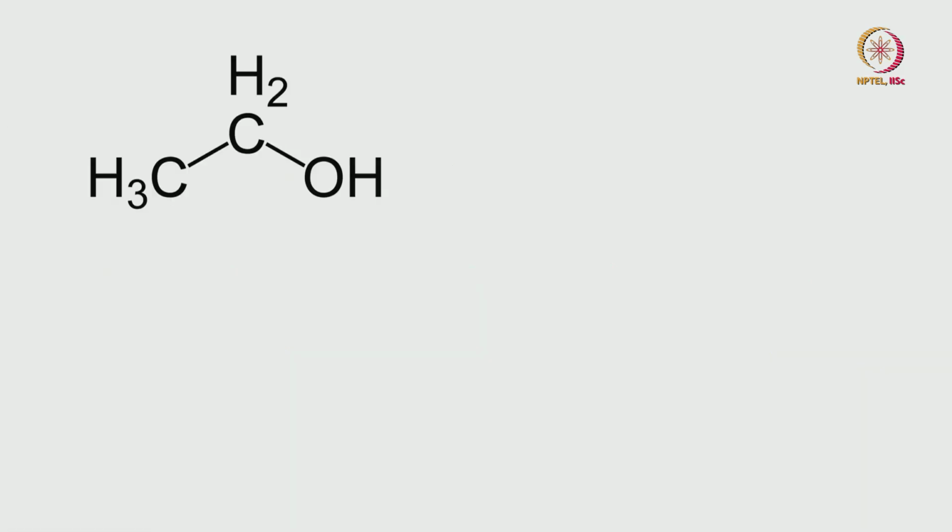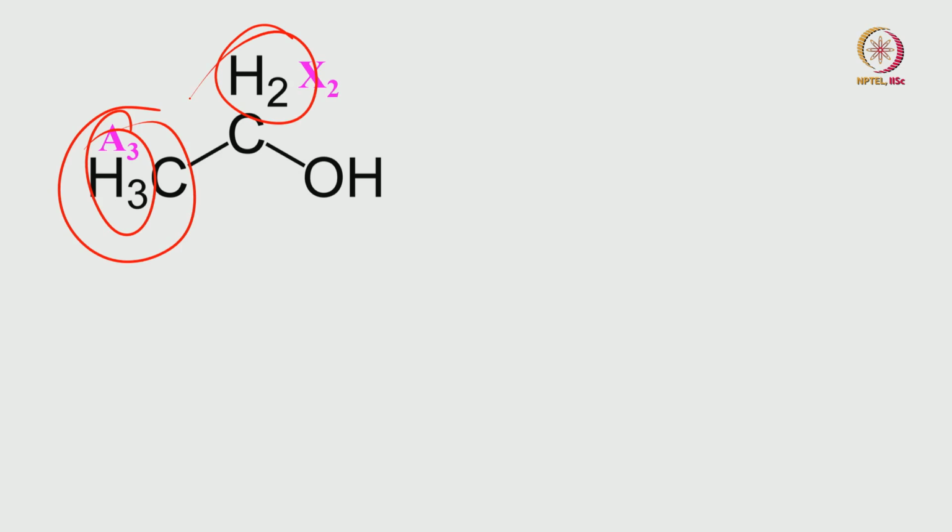Here is an example. Look at a molecule like this. Here there are 3 protons which are chemically equivalent and 2 protons which are equivalent, a CH3 and a CH2 group. It is a simple classic example, ethyl alcohol. What do you call the nomenclature for this spin system? A3X2. I am not worried about the OH group. This is called an A3X2 spin system.